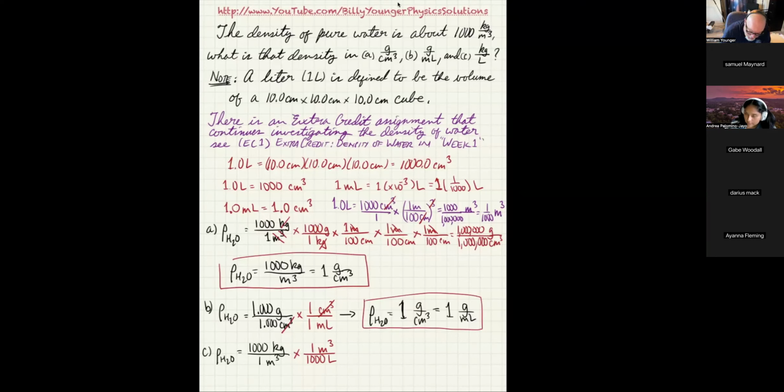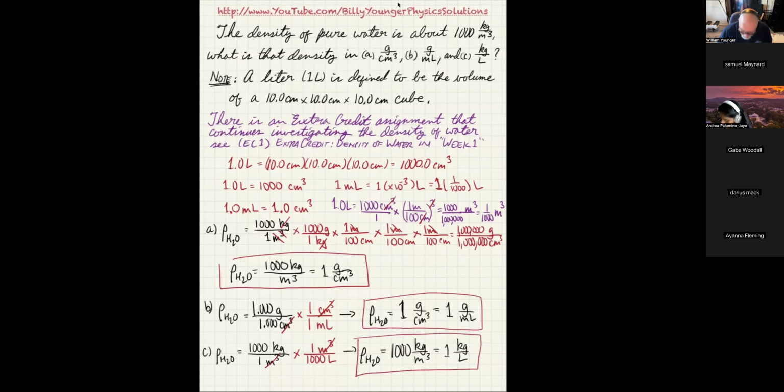But that actually does it. Now I can see that the meter cubed is going to cancel out with the meter cubed on top. I can also see that the 1,000 divided by 1,000 is going to give me 1. So lo and behold, what we get is that the density of water, which is 1,000 kilograms per cubic meter, is also equal to 1 kilogram per liter. So it's really nice that pure water has a density that's essentially 1 in so many different units.